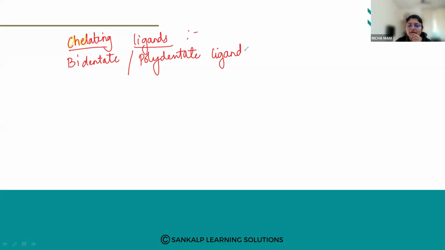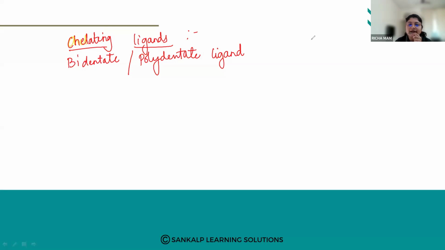Chelating ligands. Okay, so what do you mean by chelating ligands? A bidentate or a polydentate ligand, so more than one donor, that is two or more. Whenever you have a bidentate or polydentate ligand, what will happen? This ligand will attach to the same metal atom with two or more donor atoms. At that time it forms a ring structure. It forms what? A ring structure.